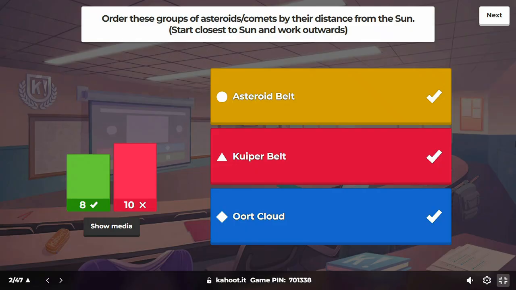So the two belts are the closest. The asteroid belt is closest. It's made out of rocky material. The Kuiper belt is beyond Neptune's orbit. It's made out of icy objects. And then the Oort cloud is a spherical shell of debris that's also icy, that's even farther from the sun.